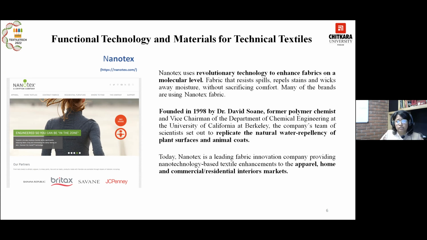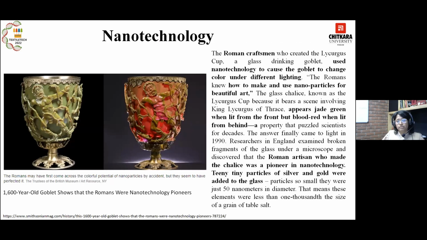The founder, Dr. David, in 1998, replicated the natural water repellency of plant surfaces and animal coats and developed many apparel, home, and commercial residential interior fabrics for different markets. Now, when we see all these technologies, all these brands are using the technologies which we all know is nanotechnology. This slide is basically talking about that nanotechnology.